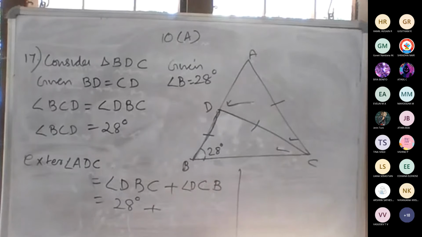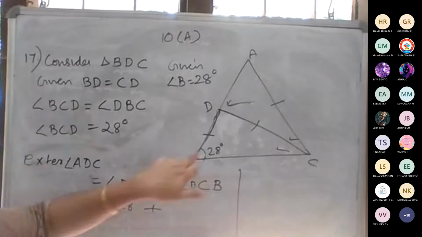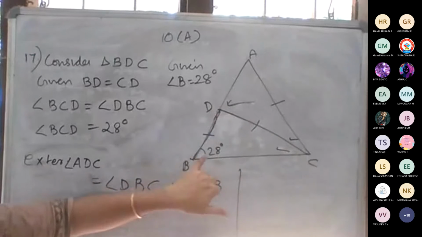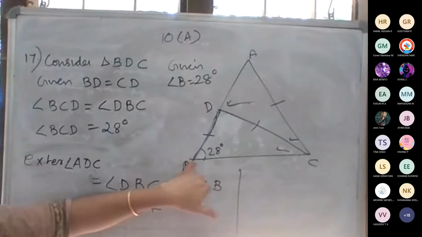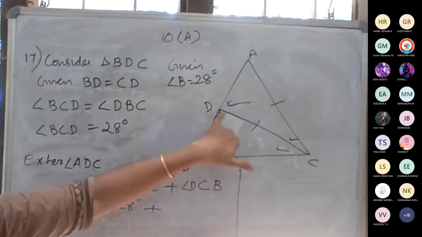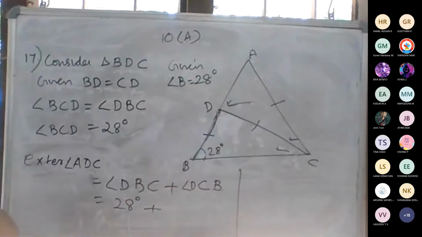Any doubt? It is there in the question. So next we are considering BD is equal to CD. Given BD is equal to CD, so the angle opposite to that is angle BCD, which is equal to angle DBC.